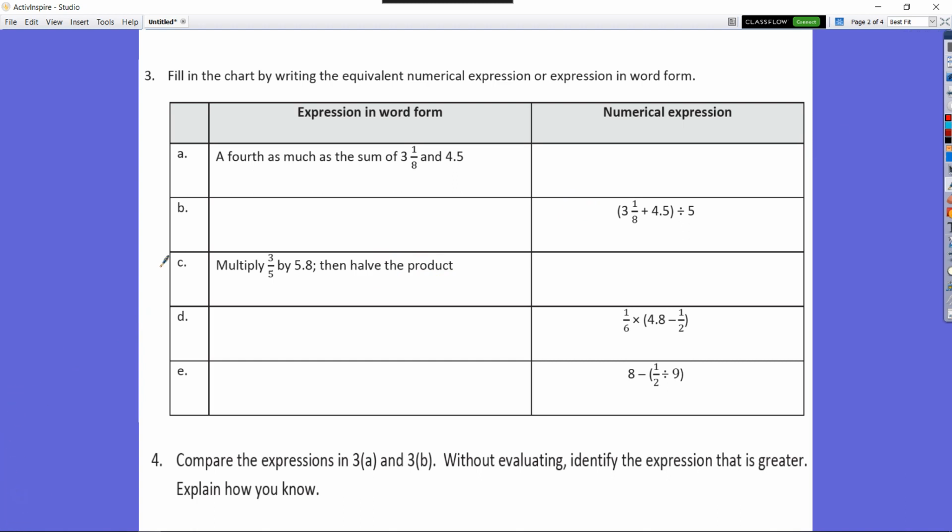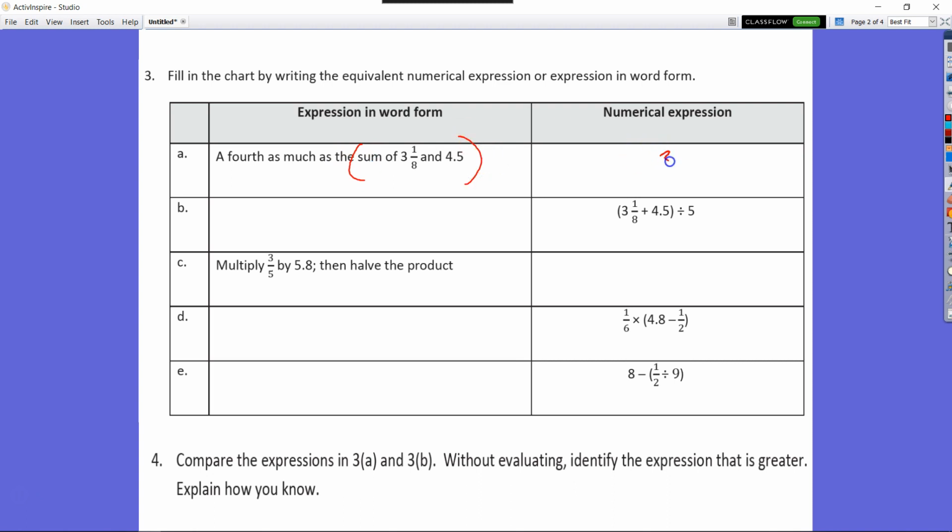Number 3 says fill in the chart by writing the equivalent numerical expression or expression in word form. So we're going to be doing one or two things. In A, they're asking us for the numerical expression. In B, they're asking us for the expression in word form. So we're going to change it up here. Let's read A. A fourth as much as the sum of 3 1/8 and 4 5/10. So we know that we're going to have to find this sum first. So this is going to be in parentheses.